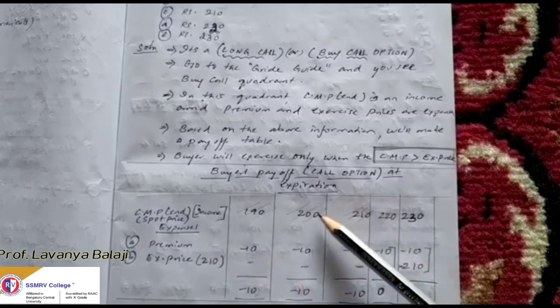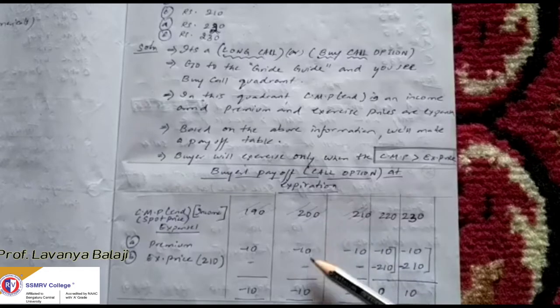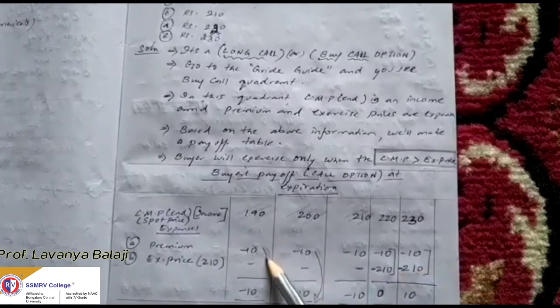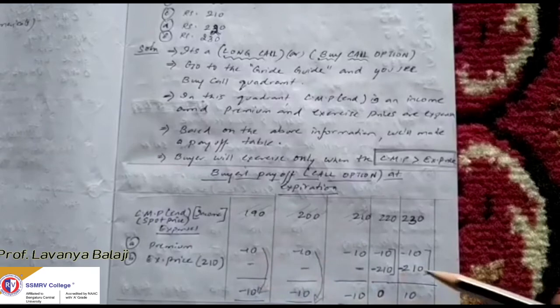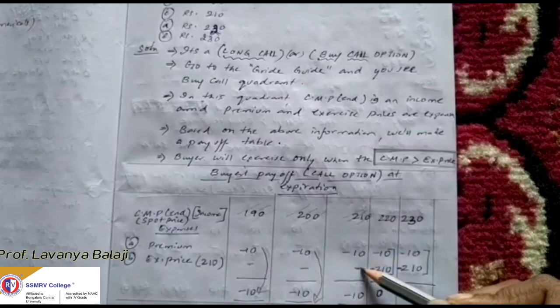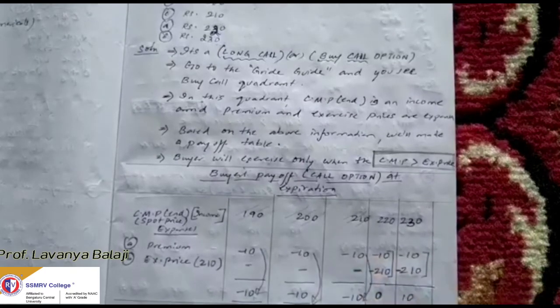Here also in situation number 2, when the current market price goes to 200 rupees, the buyer will not exercise the option. So that's why there's a blank over here. Now the expense will be only this one. So the same minus 10 is carried over here. This minus 10 is carried over here. Coming to the third situation, again the same thing. He is not going to exercise the option. That's why there's a blank here. And this minus 10 is carried over here.